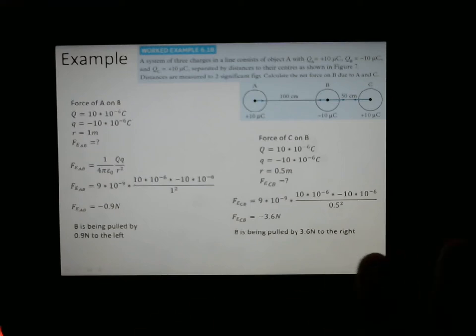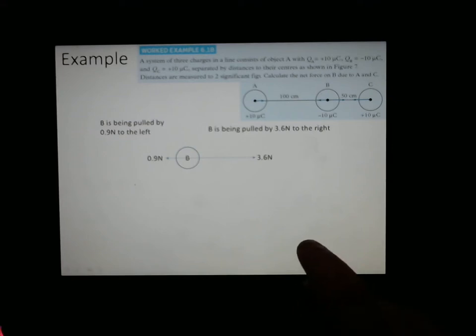Okay, now I have to wipe this off because I don't have enough working space. So here's our summary. We have our particle B has 0.9 pull to the left and a 3.6 pull to the right. Let's draw the arrows. Okay, there's our 0.9, there's our 3.6. Now, when we are looking at the sum of vectors acting on something, we draw them head to toe, and then the difference, from where we start to where we end, that is our net force.